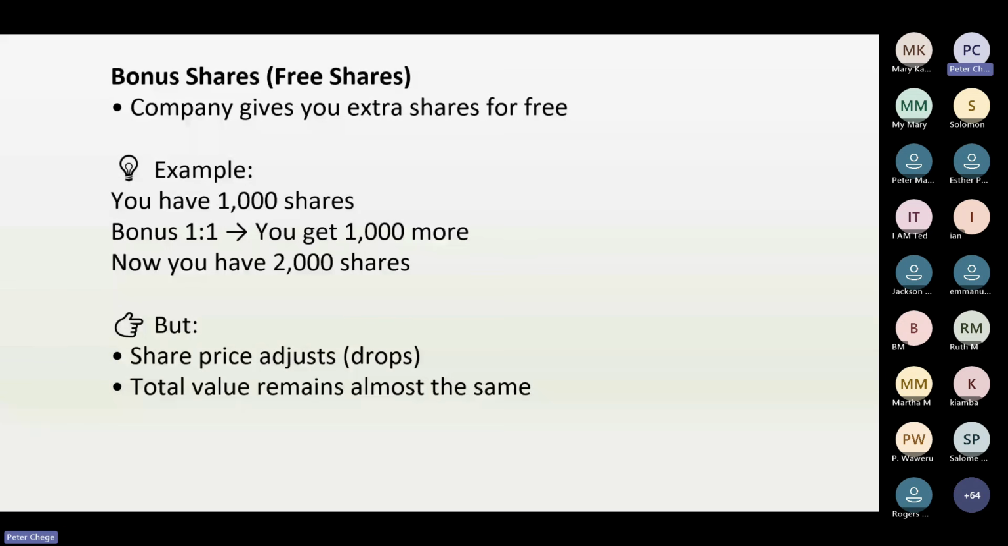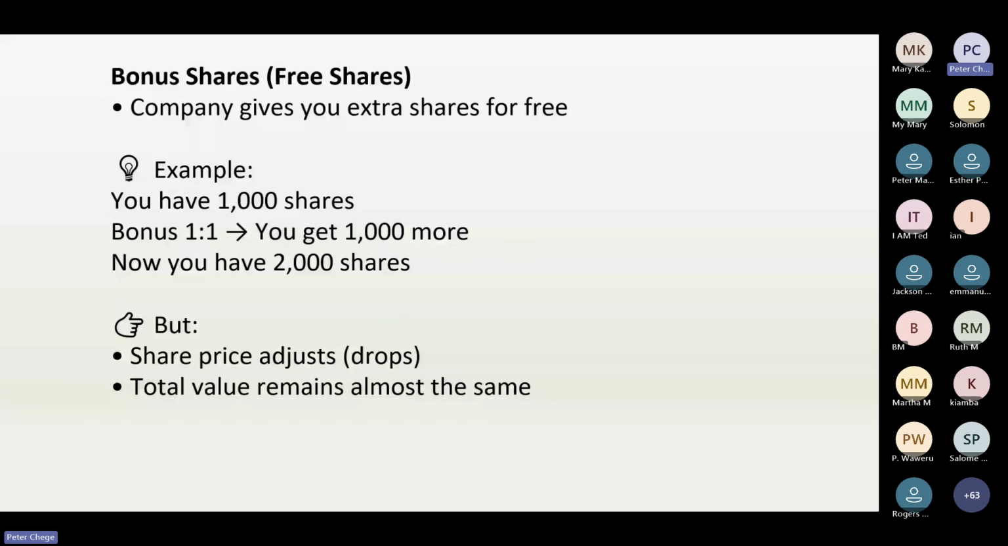So those are bonus shares. I'm just checking Q&A to make sure there is no question on bonus. So for bonus shares, valuation must remain the same. That's why the price goes down, but the number of shares goes up.